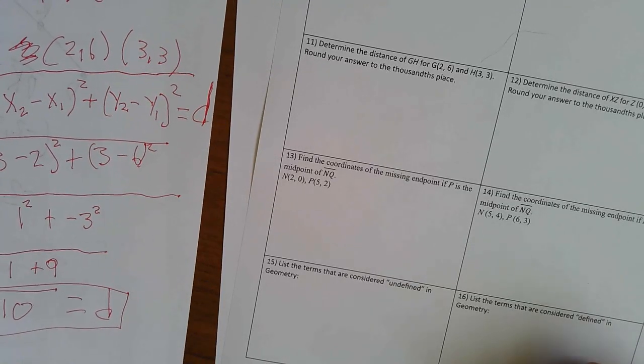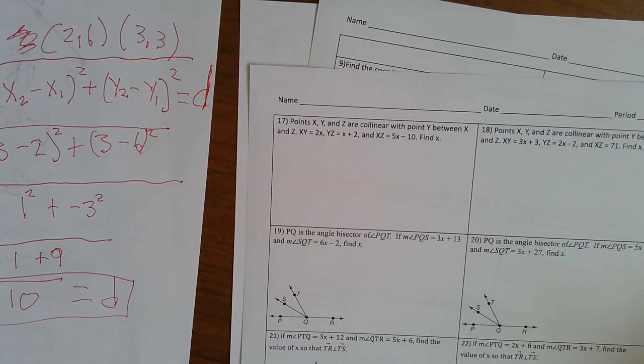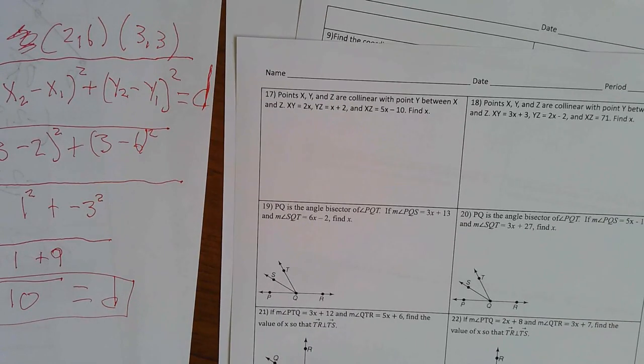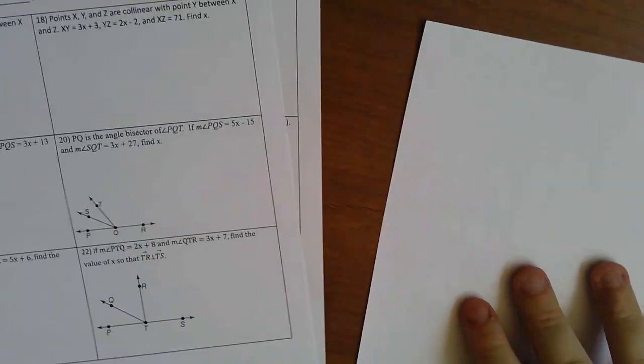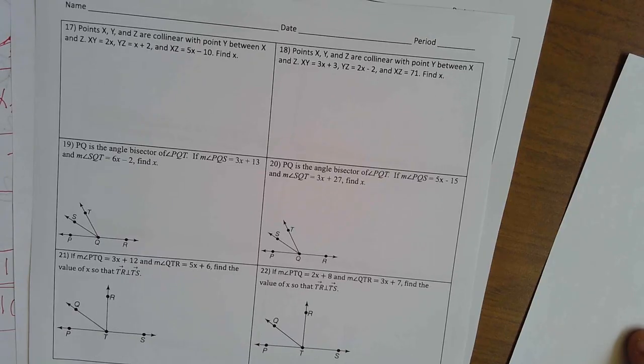Where's my last page? Here it is. Found it. All right. Points x, y, and z are collinear. Remember, collinear means on the same line, with point y between x and z. All right. So, and then it gives you a bunch of different things for that. So this is something, again, I recommend you label. So points x, y, z are collinear with point y between x and z.